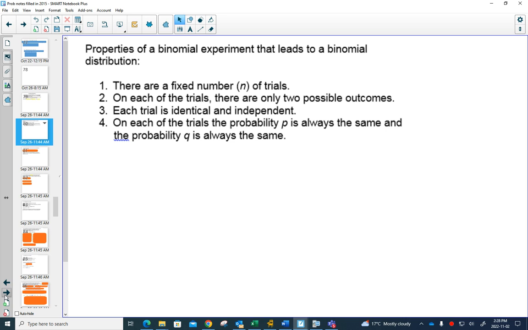Each trial is identical and independent. So flipping the coin does not affect flipping the coin the next time. So the events are independent. Probabilities then would always stay the same. Flipping heads and tails, it's always 50%. Rolling a dice, right? We had, still up there, getting the 1. Getting the 1 was 1 out of 6, that would be your success. Failure would be 5 out of 6.